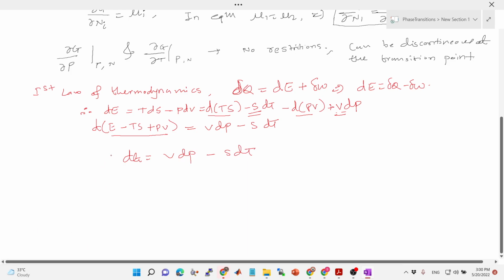So what this means is that if you take the derivative of G with respect to T at constant pressure, the dP term will be 0, and it is going to give you simply minus S. And the same thing you do with P at constant temperature, you're going to get V.